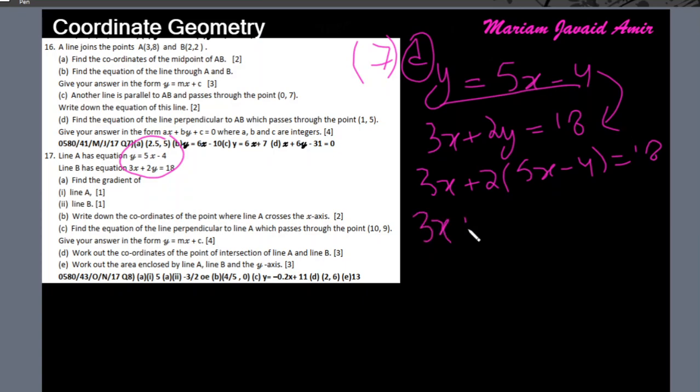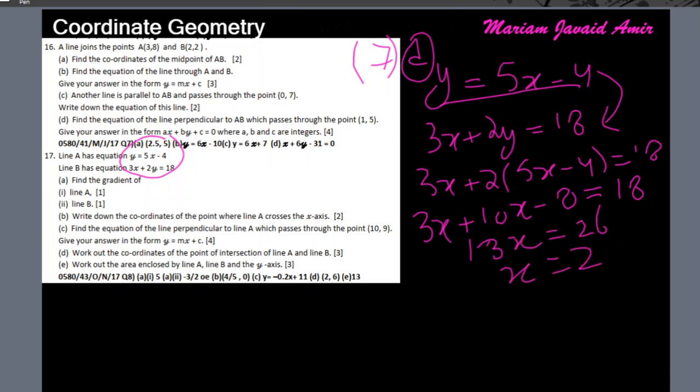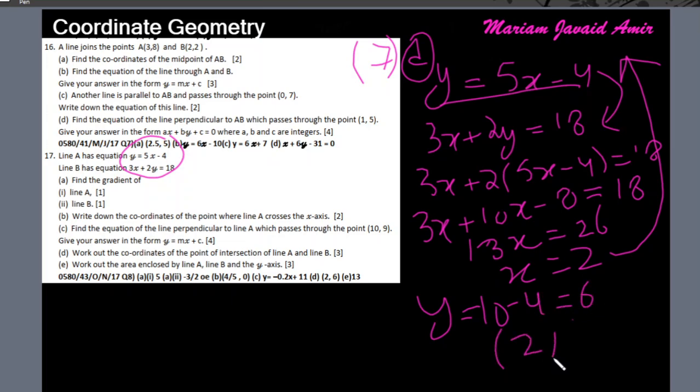This becomes 3x plus 10x minus 8 equals 18, which gives me 13x equals 26, which gives me x equals 2. Now substitute this here to get the value of y. So y equals 10 minus 4, which is 6. So the point of intersection of these two lines is x is 2 and y is 6, so (2, 6).